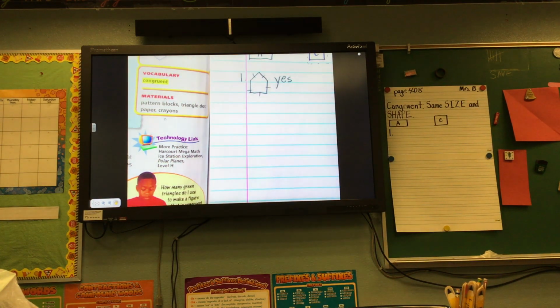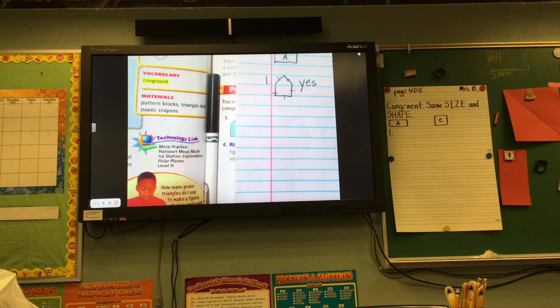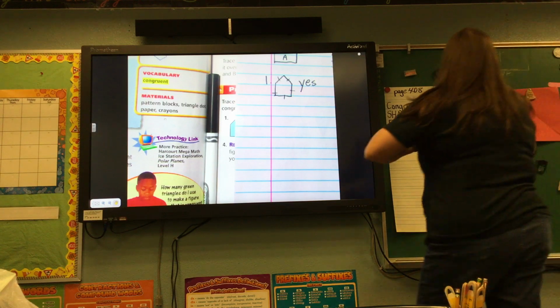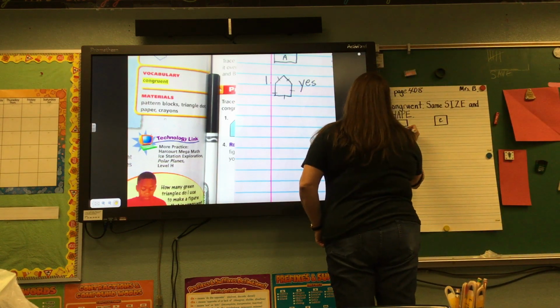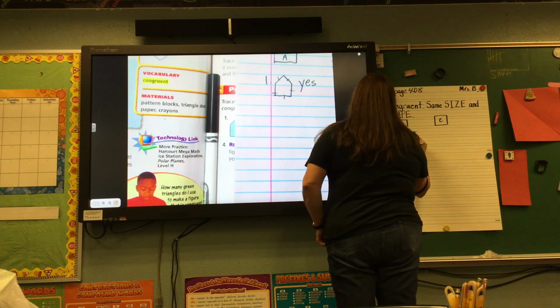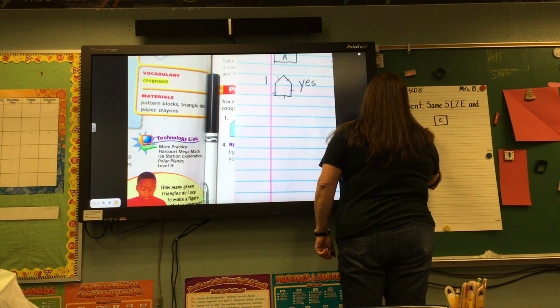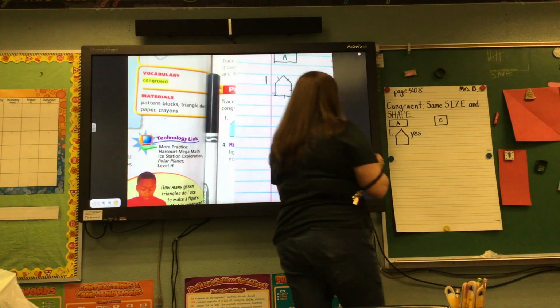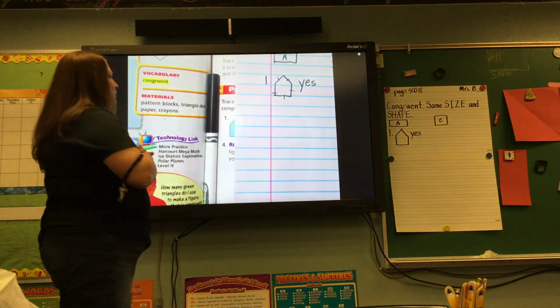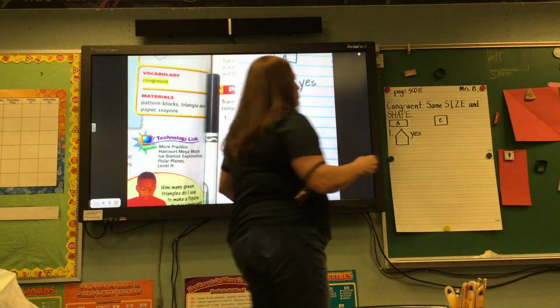Let me get caught up on my paper. Let's see, they are congruent there. Okay, I drew my shape, I traced it. I traced my shape, and I was able to turn it, and I noticed that yes, it is congruent. It matches the next shape. So number 1 was yes. Okay, let's go ahead and take a look at number 2.